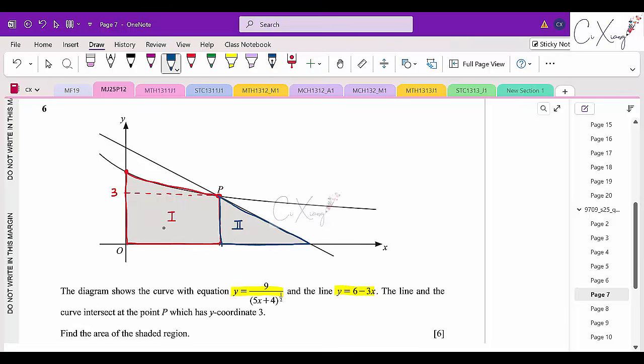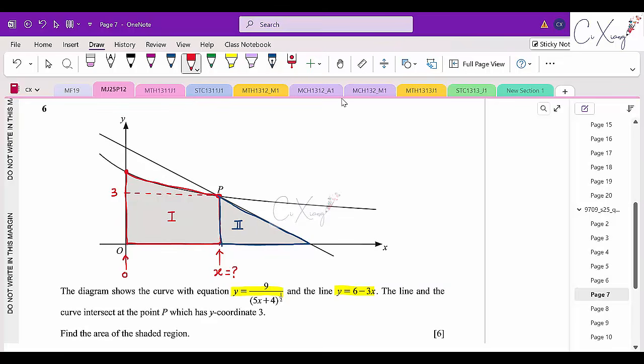Okay, and now, if I want to apply integration to find the first part of the area, I need to know what the lower limit is, where the area starts. So the area starts here, which is 0. And I also need to know where the area ends for the integration. So the area ends at this point. What's the value of x at this point? We need to find it out first.